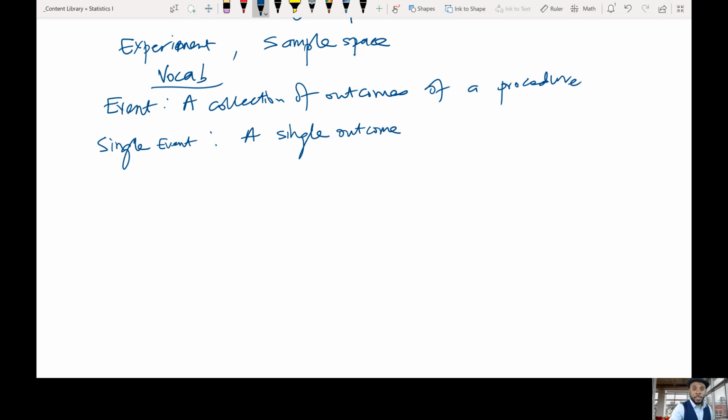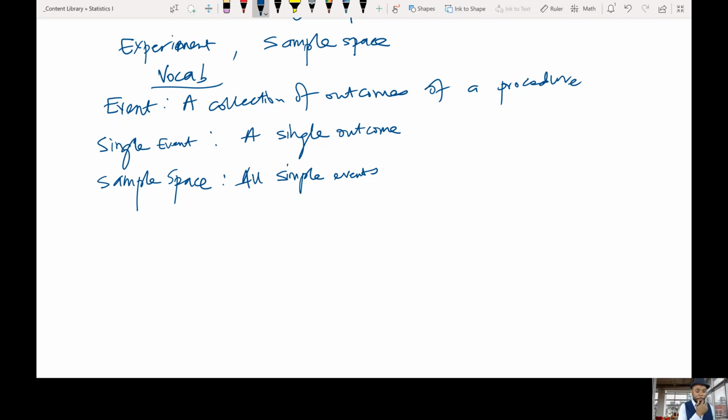And then I mentioned the sample space. What's a sample space? Who remembers what I just said? I said the collection of all outcomes. So a sample space is all simple events. All simple events. So every possible outcome, that's the sample space. Okay, so let's move on.